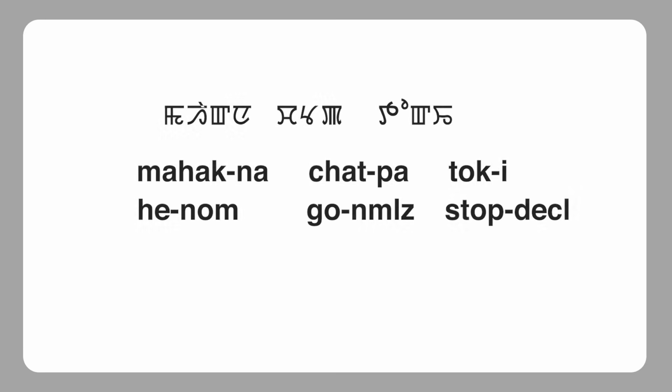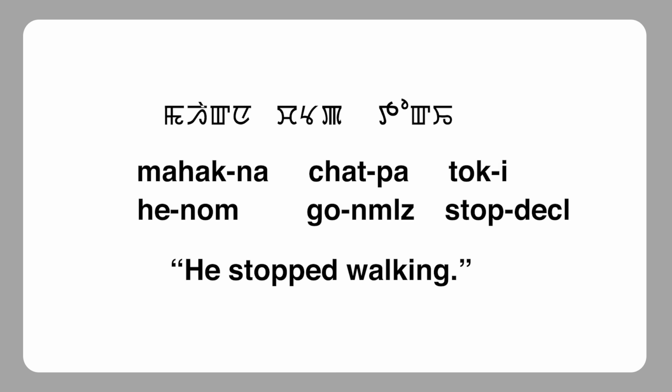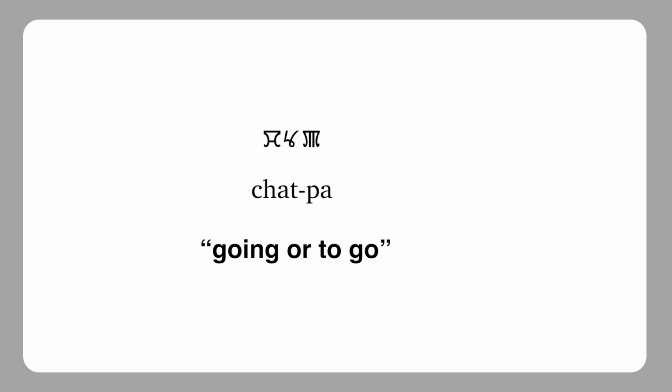First, co-referential actor. Mahakna satpa toi. He stopped walking. Here, the subject of the embedded clause satpa, going or to go, is not overtly expressed but is understood to be the same as the main clause actor. This is a classic control structure.